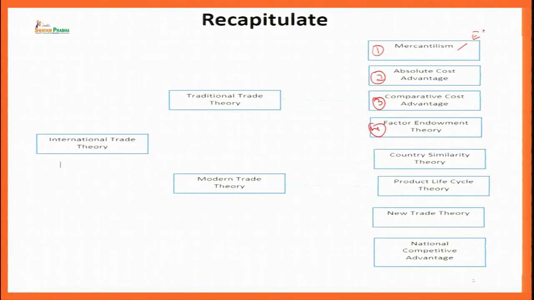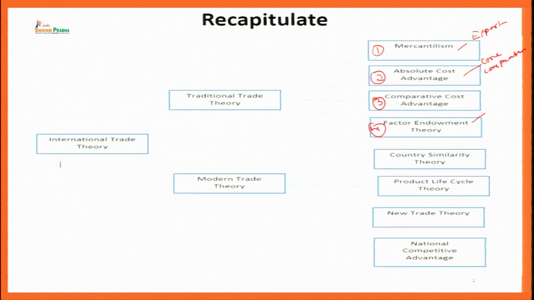Mercantilism purely focused on export. Absolute advantage focuses on finding the skill or excellence area, the core competency area. Comparative cost advantage theory revolves around identifying which particular product is going to be comparatively cheaper for you to produce in your country in comparison to the host country. There were certain assumptions on these two theories, that trading takes place among two nations only. Factor endowment theory talks about the factors of production like land, labor, capital, and depending upon your access to the factors of production, you will take a decision of doing the production.